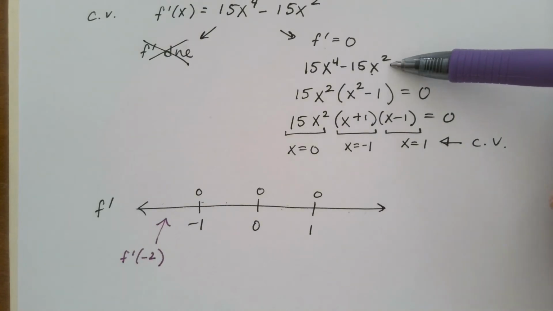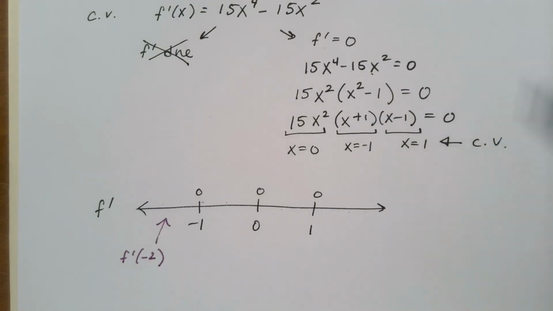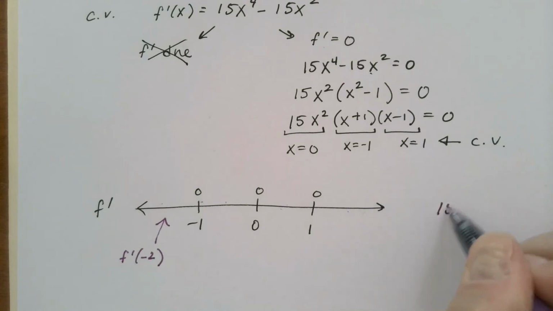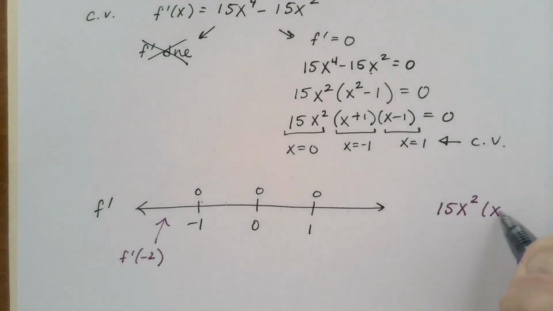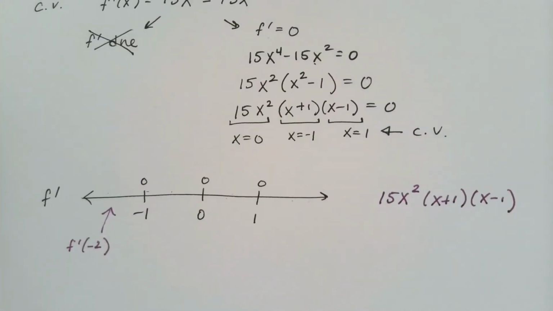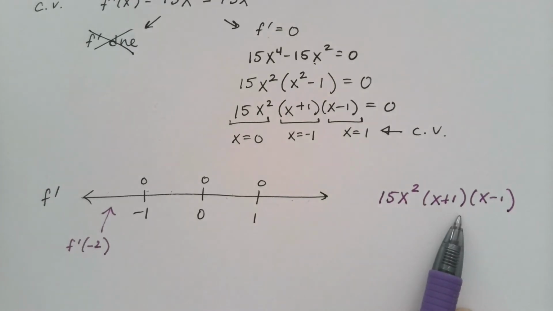So you can use this format, or what I actually really like is using the factored format here, 15x squared, x plus 1, x minus 1. So the actual value of f prime of negative 2, the actual number that this is exactly, I don't really care. All I care about is whether it's positive or negative, so you can sometimes take some shortcuts from the factored form to figure it out.